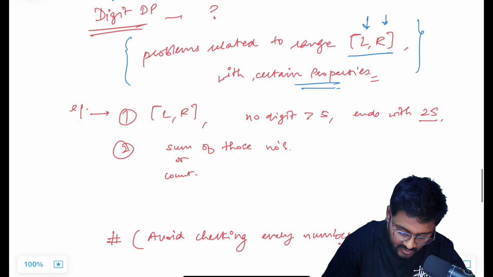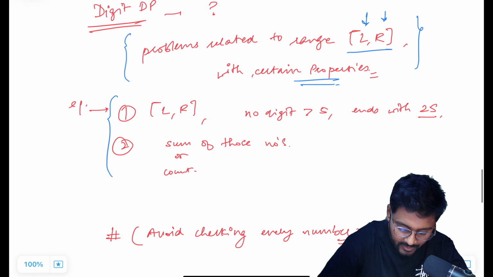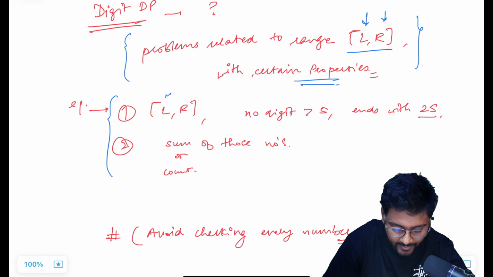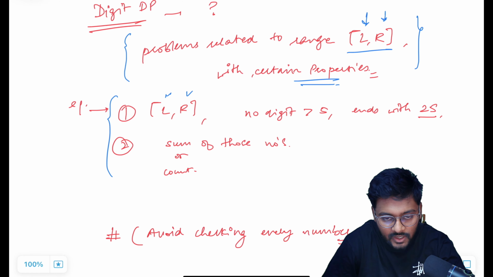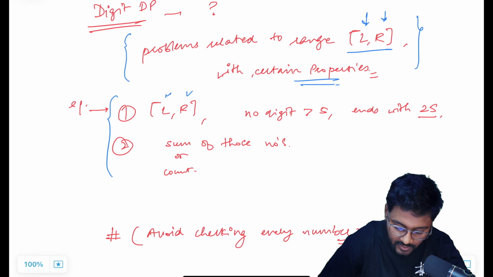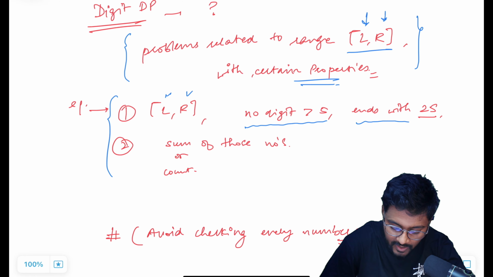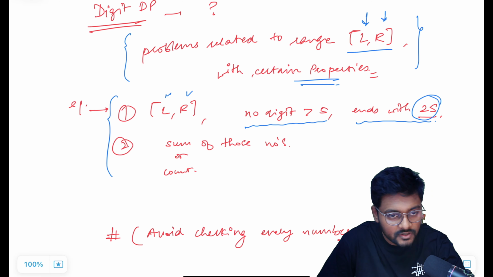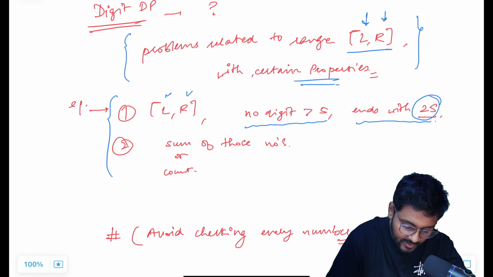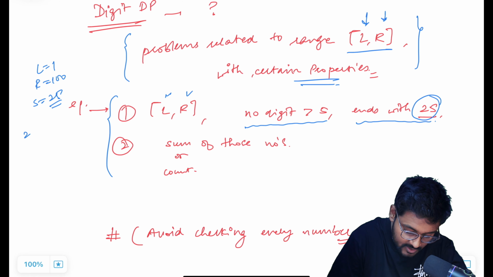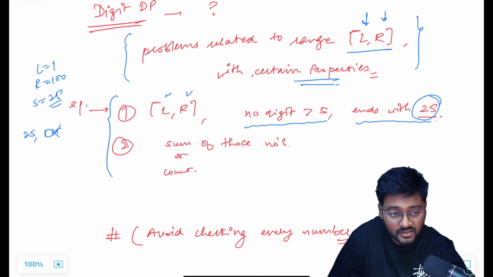Let's say in this case, if I just give you an example, I tell you that you are given a range left to right, starting with left and going till right, and the condition is that no digit in the number should be greater than 5, and the number should end with the suffix 25. So let's say that L is equal to 1, R is equal to 100, and the suffix is 25. So I should have numbers like 25, and 125 I can't have in this range.